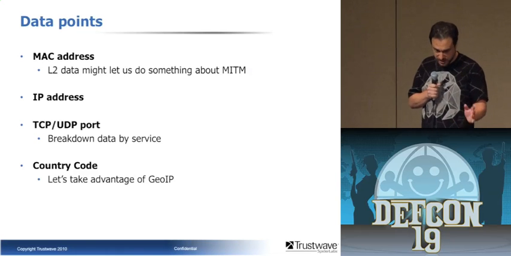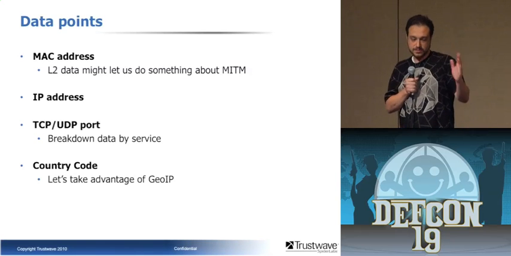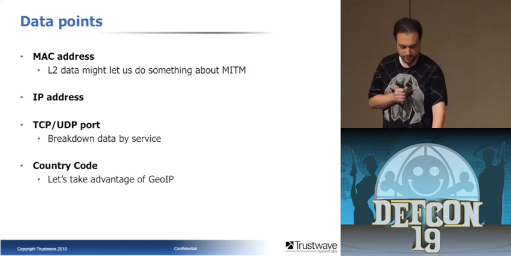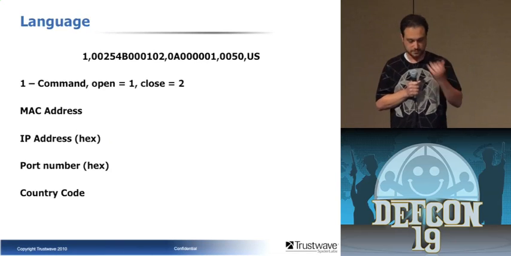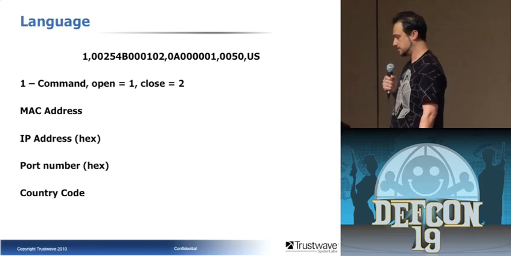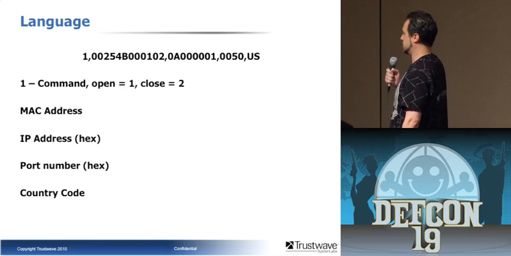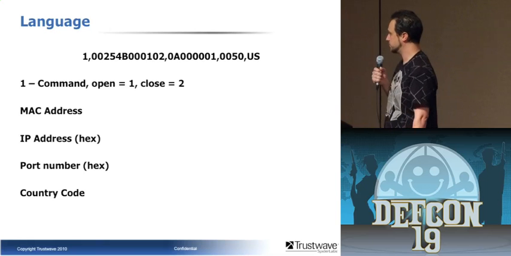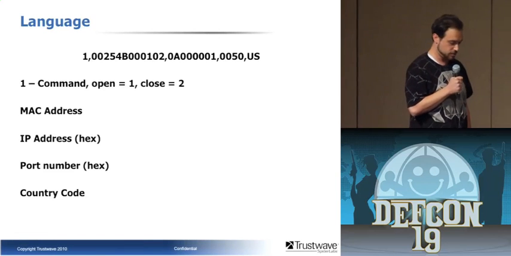So data points. Here's what I'm sending: MAC address, IP address, TCP or UDP port, and country code. Here's what it looks like. I can say I wrote my own protocol, but really all I did was take 1 for open, 2 for closed, and then put a bunch of other stuff in hex separated by commas. If you could call that a protocol, yeah.